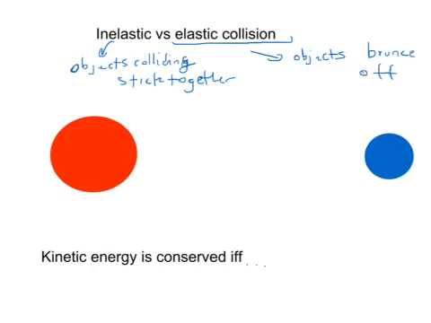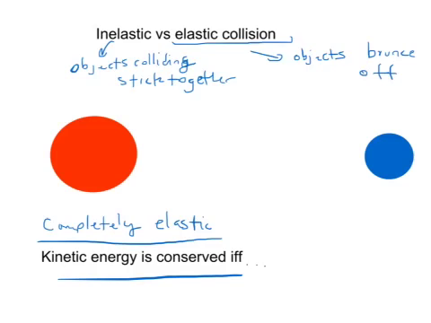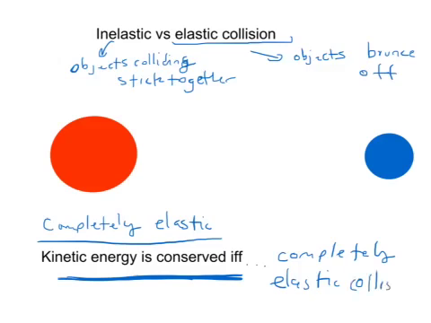And it is called completely elastic when there's no deformation of the two objects, and when that happens, when it's completely elastic, then kinetic energy is conserved. So kinetic energy is conserved if and only if we've got a completely elastic collision. So we're going to look at these two types of collisions now.